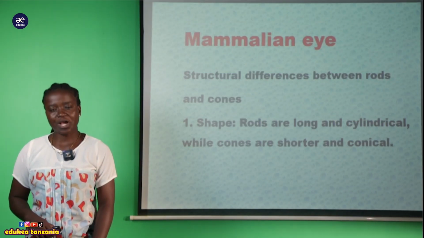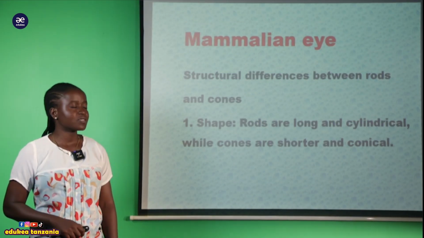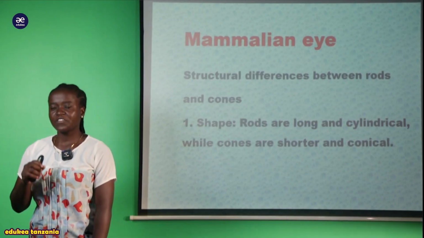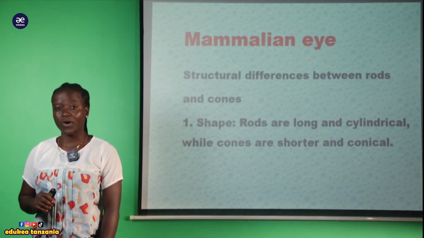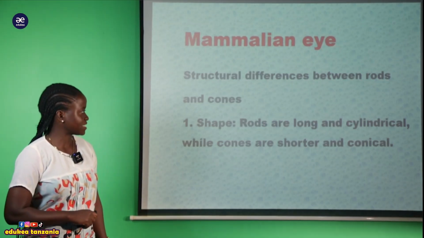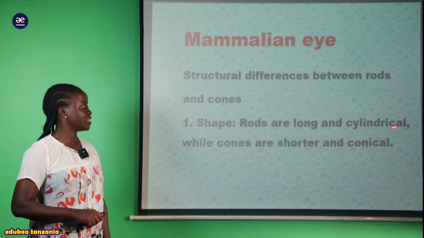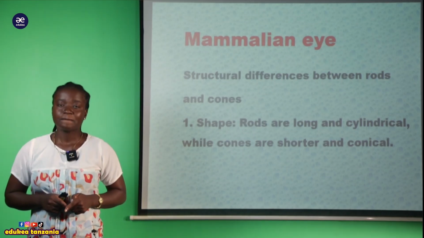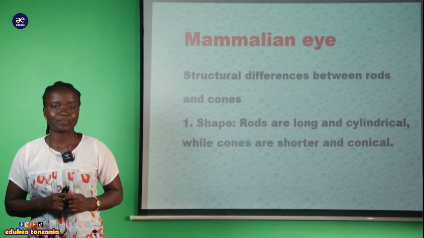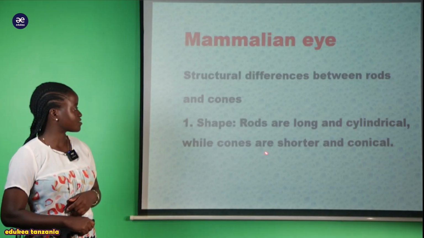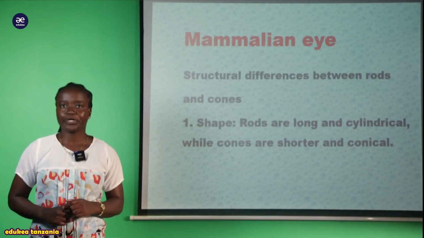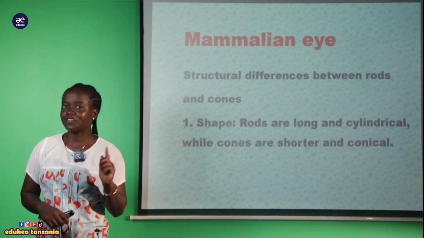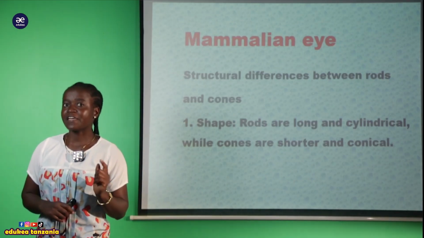The first structural difference between the rods and cones is the shape. When you look at the shape of the rods and the cones, they are quite different. The rods are long and cylindrical in shape. But when you look at the cones, they are shorter and conical in shape. So that is the first difference between the rods and the cones.